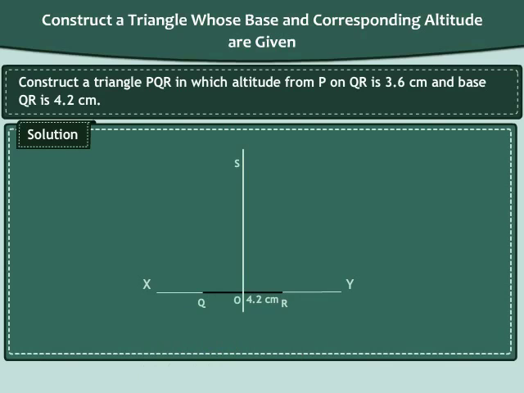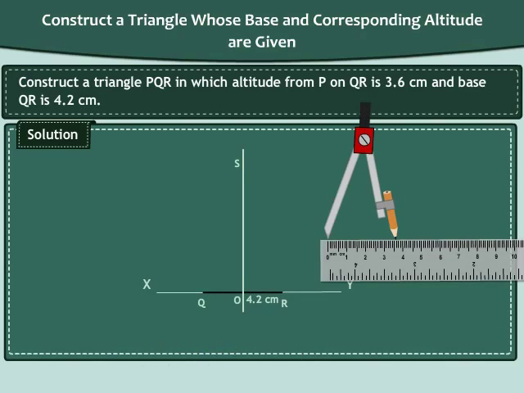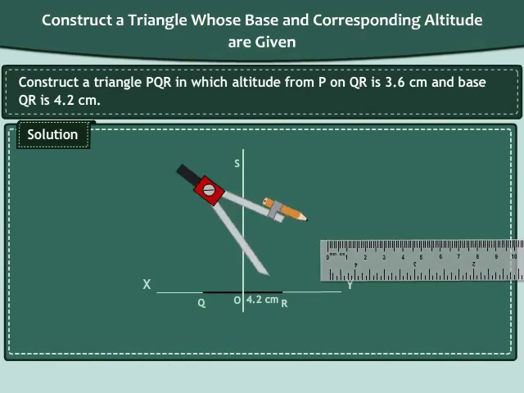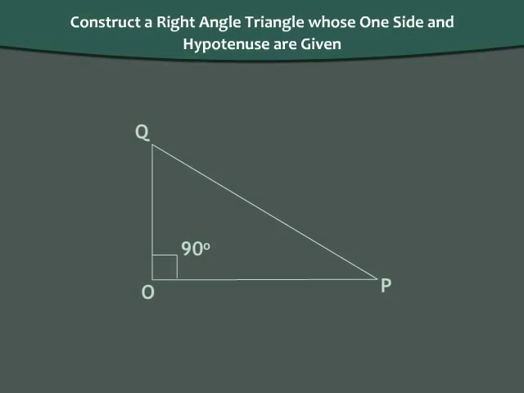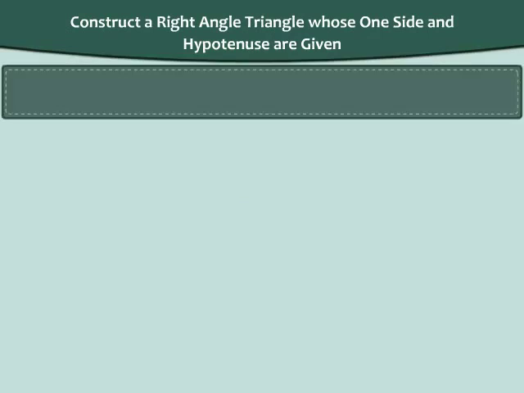Draw straight line SO perpendicular to QR, where O is the point on QR. With O as a center and radius 3.6 centimeters, using compass, draw an arc cutting SO at P. Join PQ and PR. Thus, PQR is the required triangle. Let us construct a right-angled triangle whose one side and hypotenuse are given.